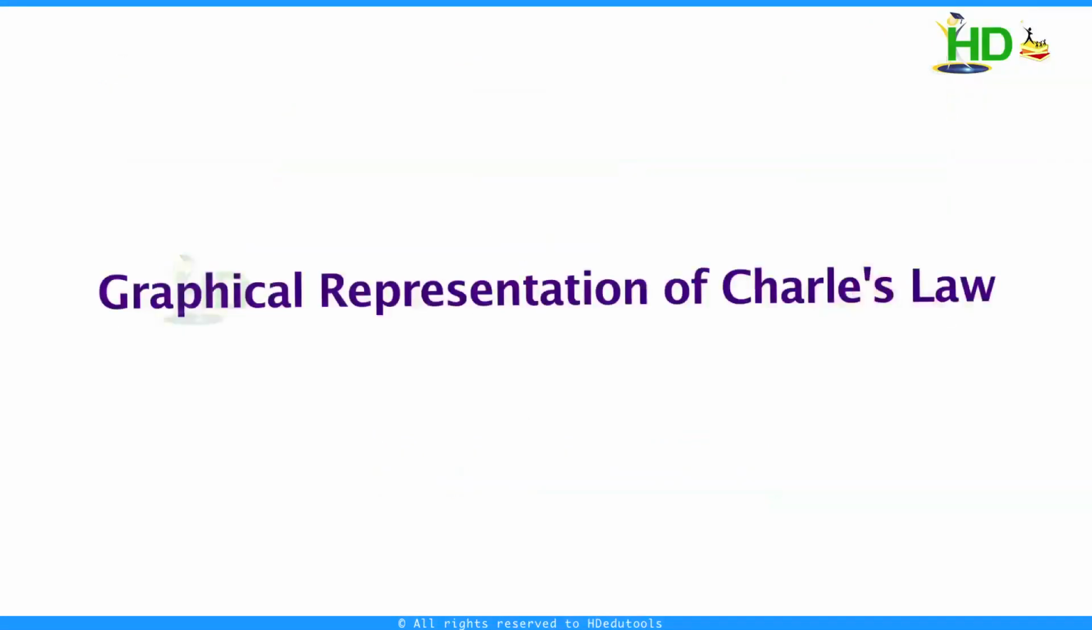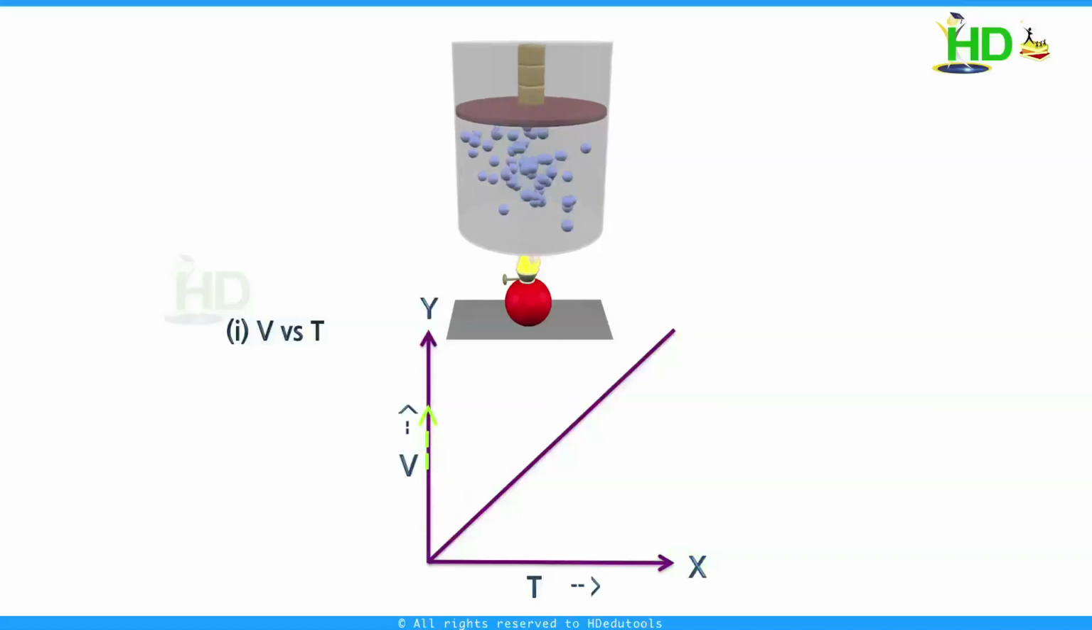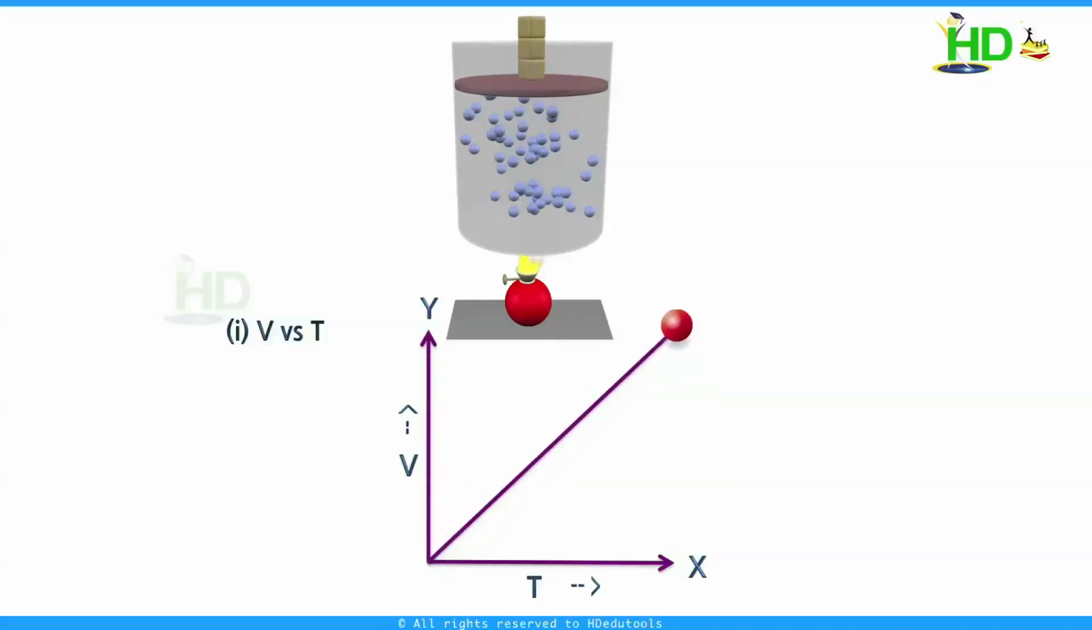Now we take the graphical representation of Charles' law, taking temperature along x-axis, volume along y-axis. Already we know that as temperature increases, the volume of the gas increases. Therefore, this graph is a straight line passing through the origin. At T equal to 0, that means at absolute 0 temperature, the volume of the gas is 0. All gases occupy 0 volume at absolute 0 temperature.